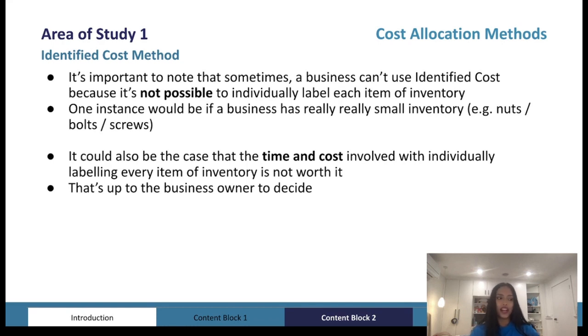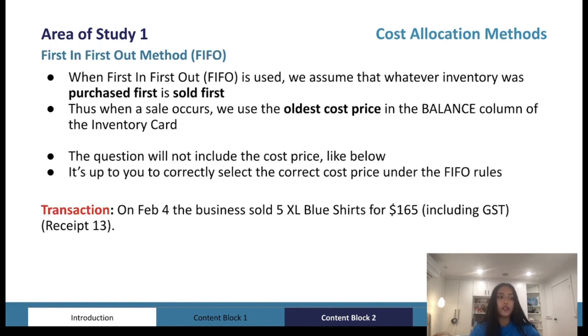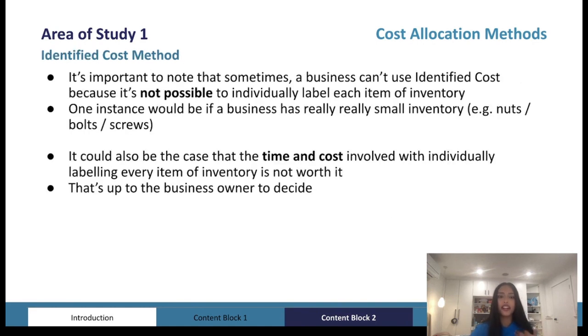But in the case where identified cost isn't used, either because it's not possible or it's not worth it, we will instead use first in, first out, or FIFO. Okay, before I even tell you what FIFO is, the most important thing to remember with FIFO is that it's an assumption. Identified cost isn't an assumption.